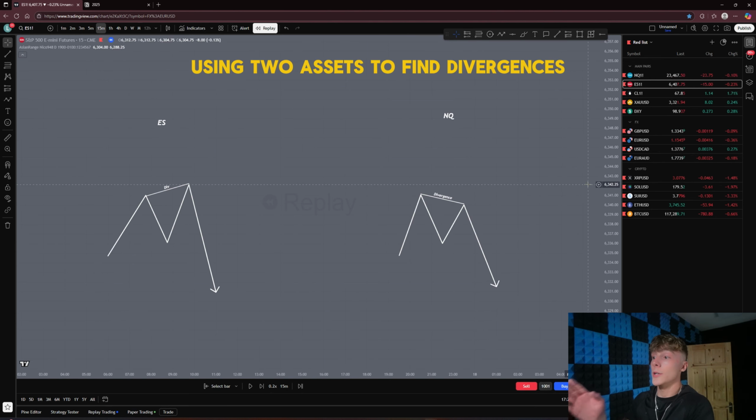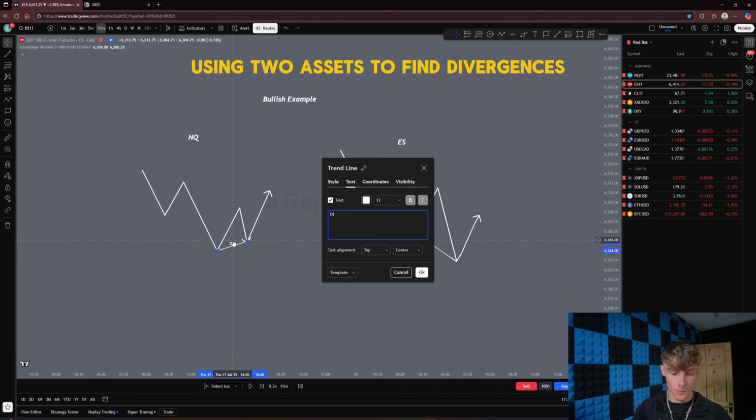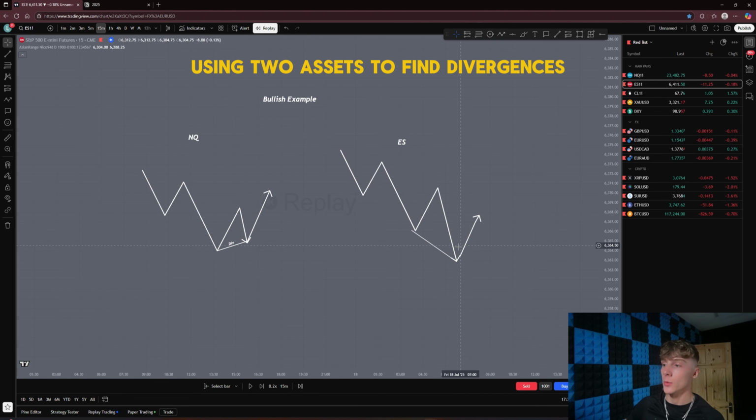Now it doesn't matter which one of these makes the high or low. If I was to switch this round, so NQ is on the left and ES was on the right, it's still a divergence. Probably should have mentioned before, this is a bearish example as it's on the highs. So this would be an example of a bullish divergence. You can see that this low has been taken on ES and the same low on NQ hasn't been taken, showing us a div. So we would then look to frame up for a long anywhere between here.